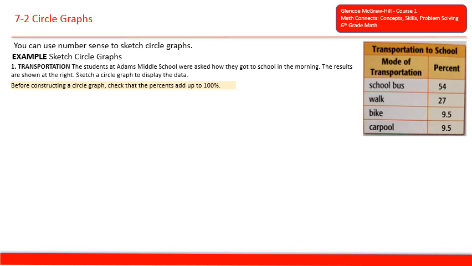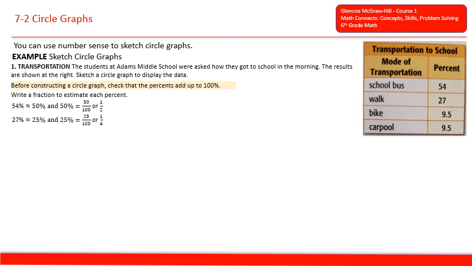Before constructing a circle graph, check that the percents add up to 100%. So if I add 54 and 27, that's 81. And then if I just set that aside for a minute and I say, okay, 9.5 and 9.5 is 19. If I add 19 to 81, that gives me 100. So we are good. Write a fraction to estimate each percent. So 54% is roughly 50%, right? Slightly more. And 50% equals 50 over 100, or 1/2.